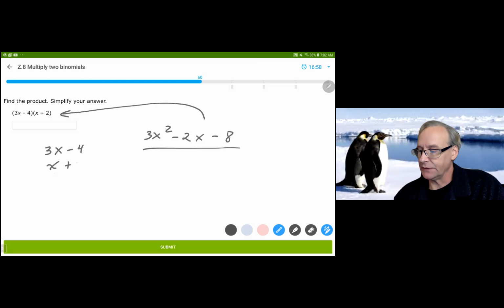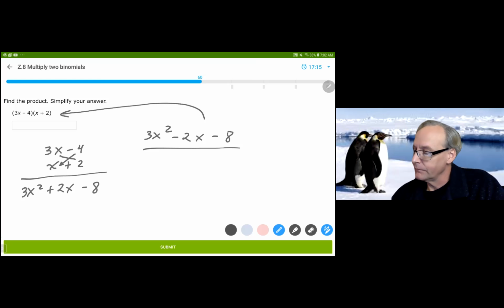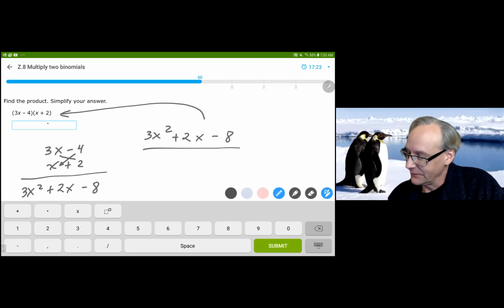X times 3 is 3x squared. Negative 4 times 2 is negative 8, and my middle term is 6x minus 4x, which is 2x. Okay? Nothing like making an error, dummy. Anyway, there it is. Prove my point that I can't do it right. 3x squared, talking too much, plus 2x minus 8.